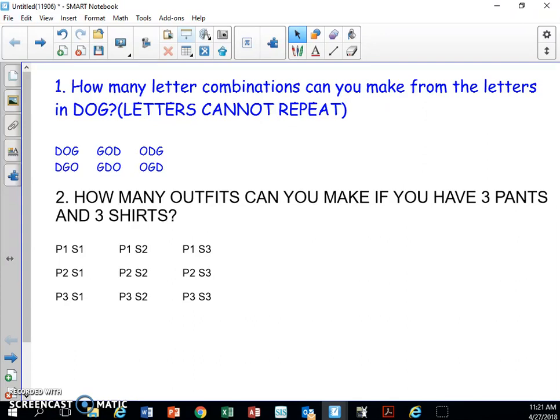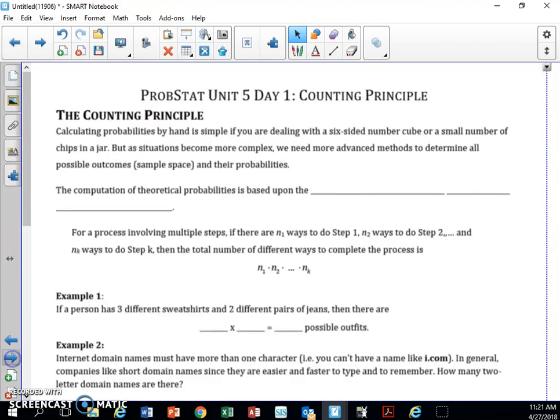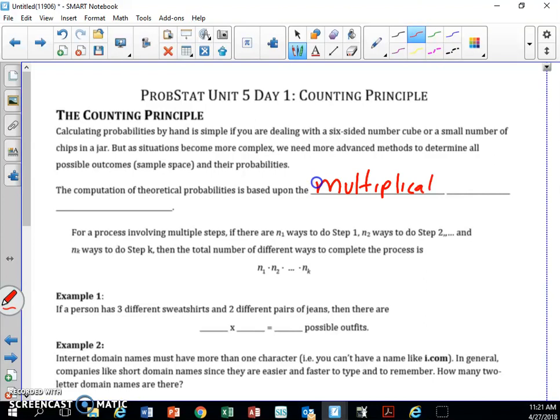So again, we're going to get into a little bit of the math of how you came up with the 9 combinations, and the 6 for the first one, respectively, right about now. So the computation of theoretical probabilities is based upon the multiplication counting principle.